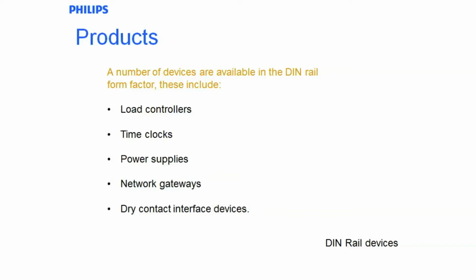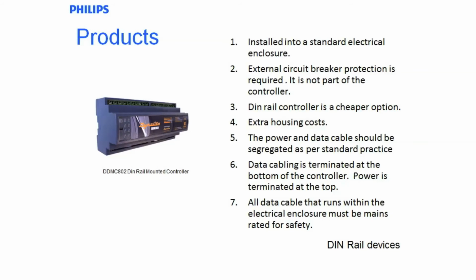A number of devices are available in the DIN rail form factor: load controllers, time clocks, power supplies, gateways and dry contact interfaces for low-level integration. With the DIN rail devices, they should be installed into a proper electrical enclosure. They always require an external circuit breaker protection.